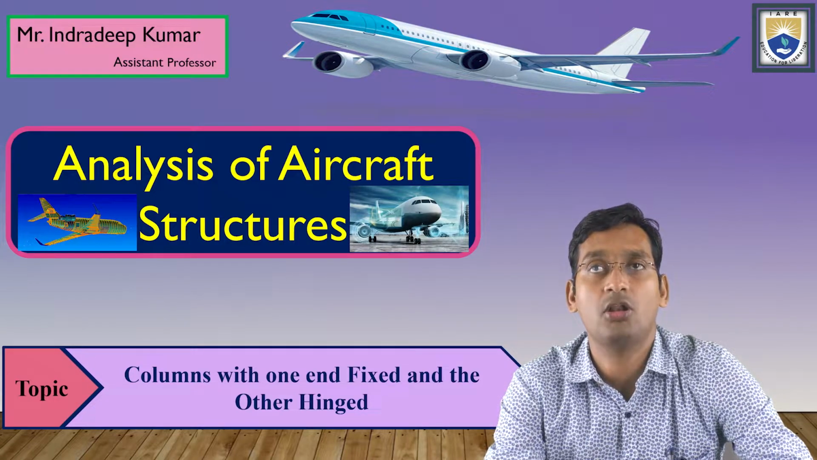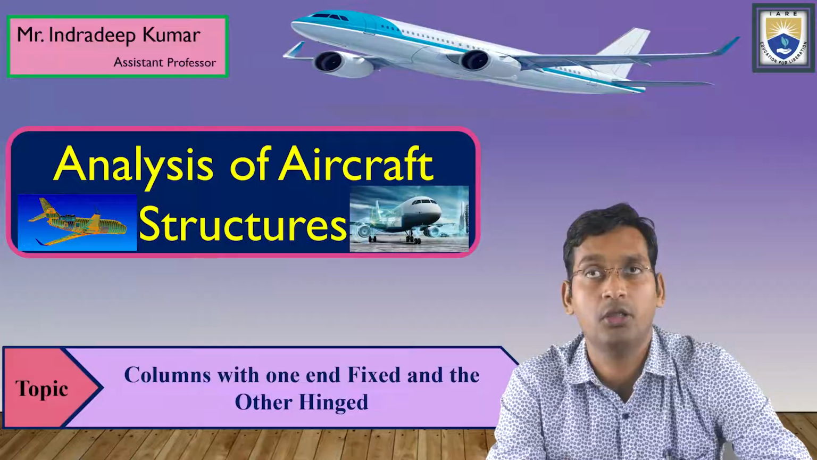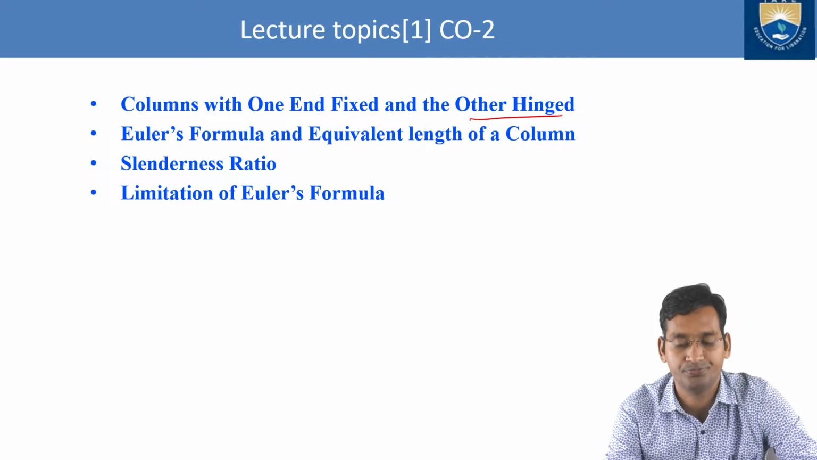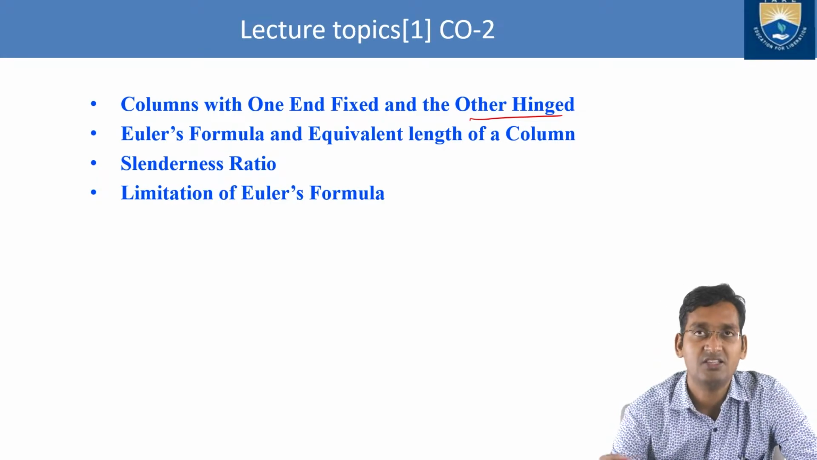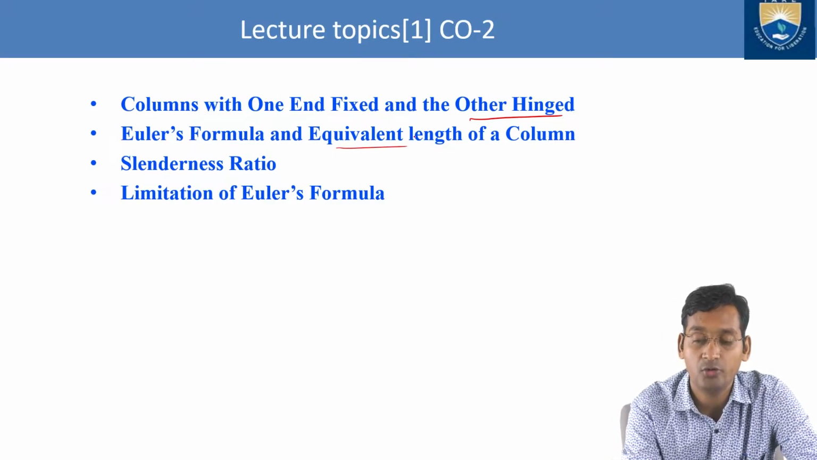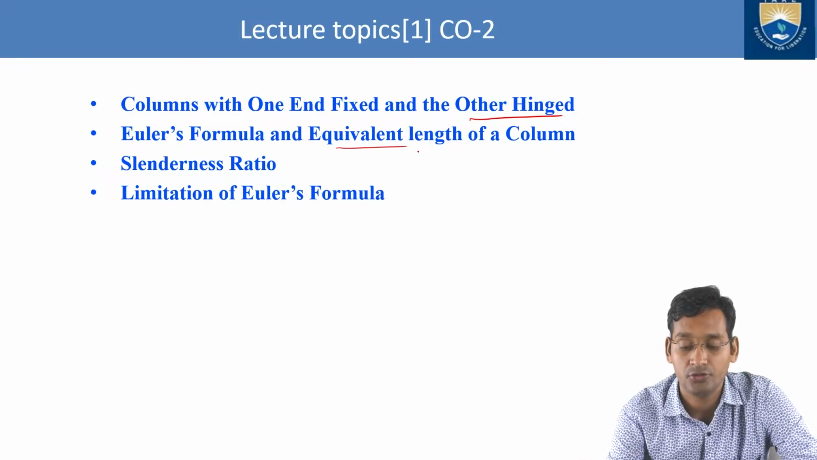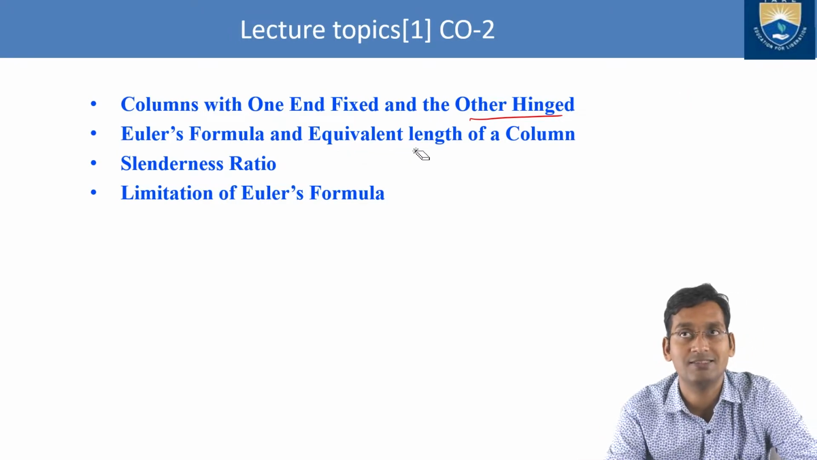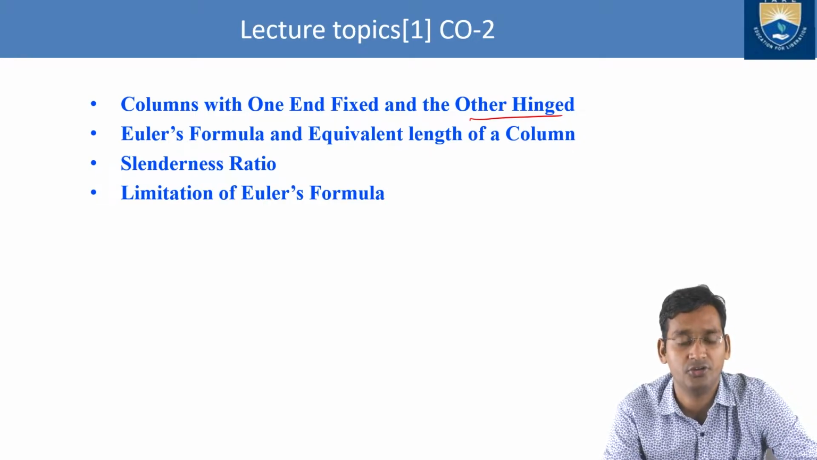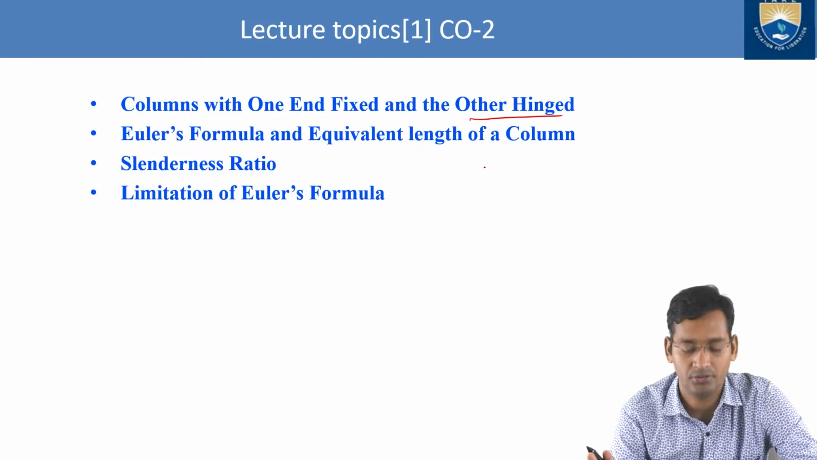In this video, we will see the column with one end fixed, that's the fourth condition. Earlier we had seen one end fixed and the other free, so now one fixed, one hinged. Then we will see Euler's formula and the equivalent length of a column. This I already told you, that's why I wrote L by 2 in previous videos. Next, we will see the slenderness ratio, and then the limitations of Euler's formula. So these things we will see in this video.